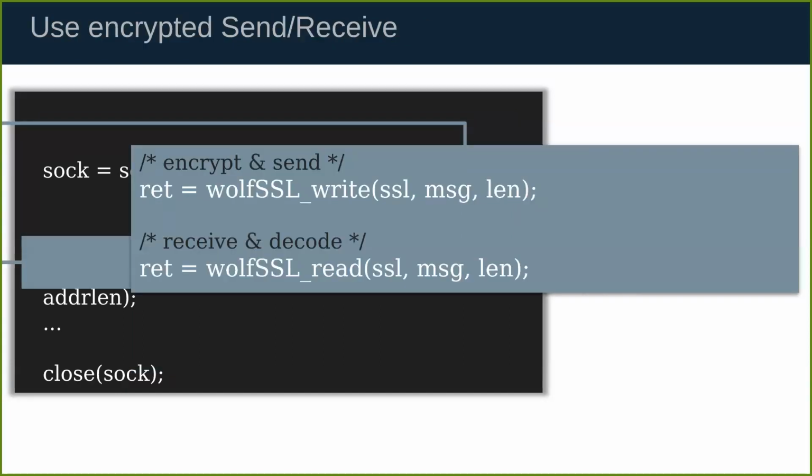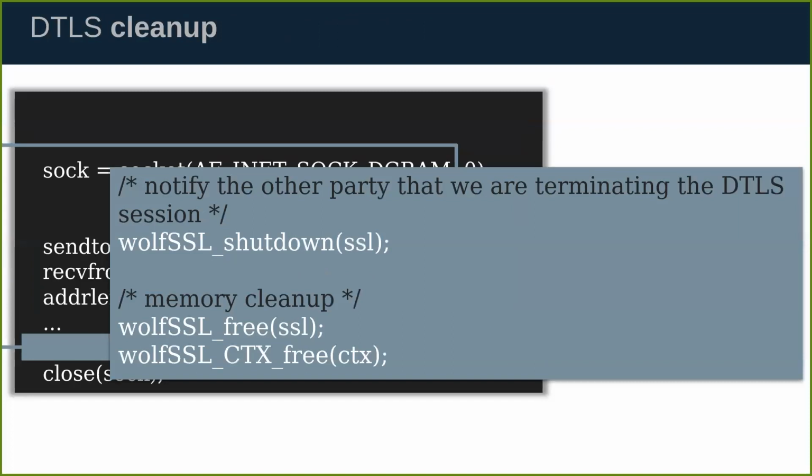Then instead of writing and reading directly from the socket, you use wolfSSL write and wolfSSL read to transmit and receive encrypted and decrypted data. And then at the very end, we should call wolfSSL shutdown to notify the peer, the other party, that the DTLS session is terminating. This sends the close notify alert to the peer and allows the peer to close the connection, free up resources, and not wait for more data since it's not coming. And then we need to do the memory cleanup of the SSL and the context objects.